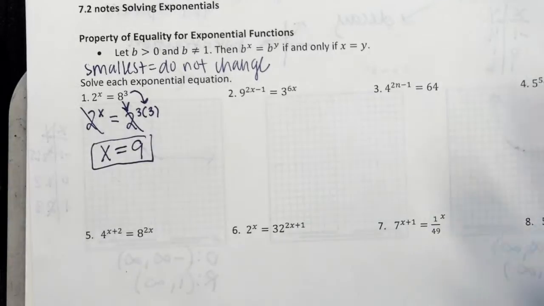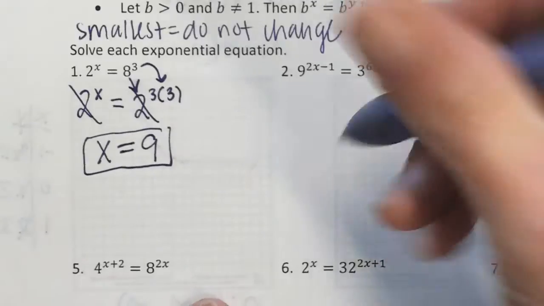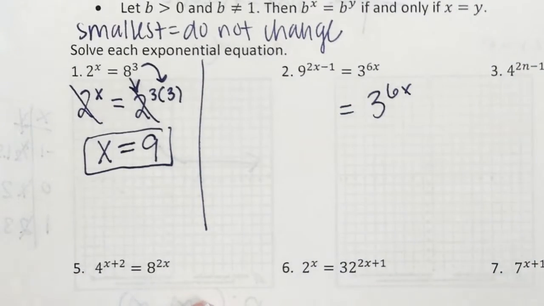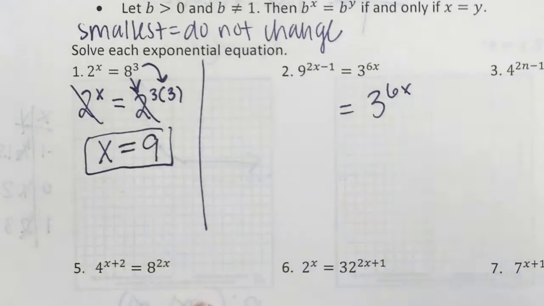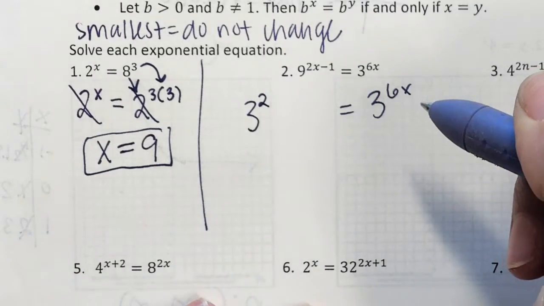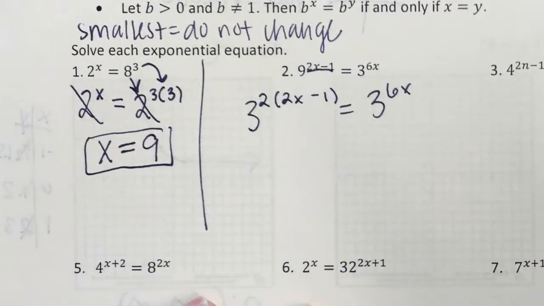Okay. Next one. What's the smallest base? So that's the one we're trying not to change. So let's go ahead and write that one down. Can I raise 3 to a power to get 9? What power? So let's rewrite 9 as 3 squared. I also have to bring down the what? Good, beside it. Everybody with me? Now I can do what?